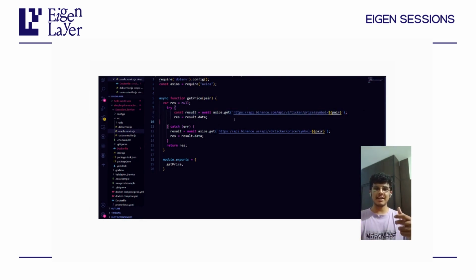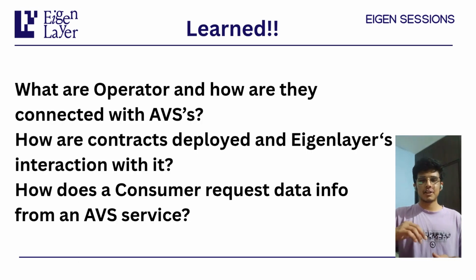So in this video, we learned what operators are, what an operator looks like, and how it's connected to an AVS, how contracts are deployed, and how those contracts are connected to Eigenlayer's base contracts, and how a consumer requests data and how it's then performed in the AVS.